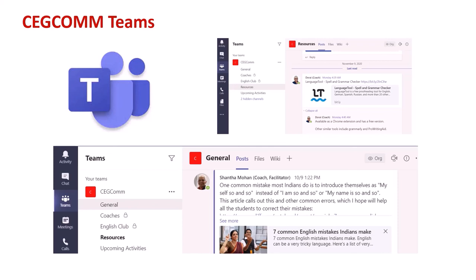English Club is made up of peer-to-peer interaction, as we saw earlier, and this Teams environment allows the English Club members to talk to each other, schedule their meetings and generally make use of all the resources that are available to them. The resource channel has a wiki for all the reference material used in English communication coaching. When you sign up for coaching, you will be added to this team.